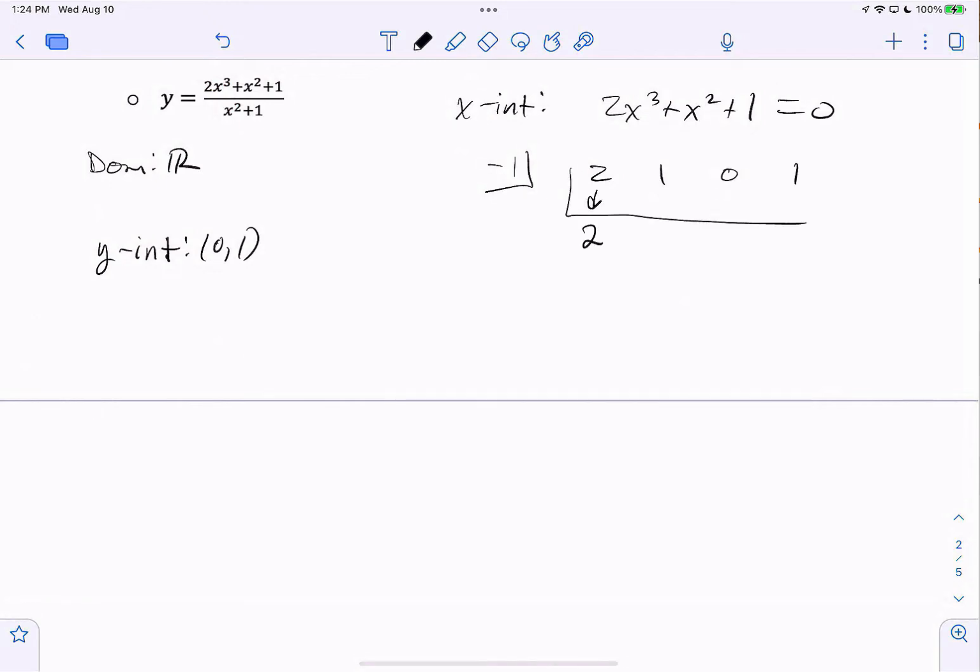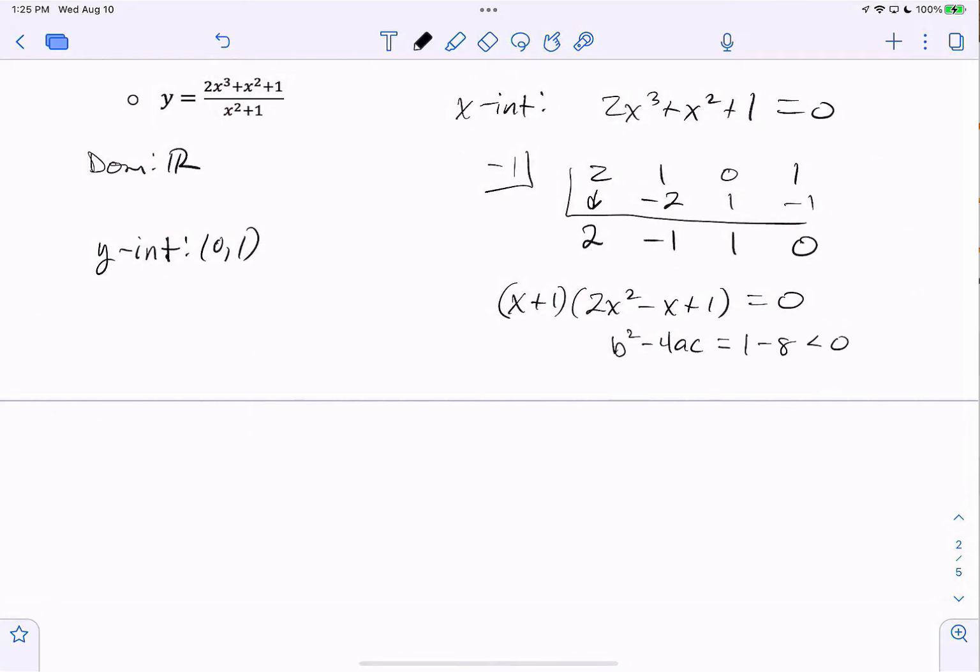And bring down the 2, multiply and add a few times. And we have that x plus 1 times 2x squared minus x plus 1 is equal to 0. Looking at the quadratic factor, if we look at just the discriminant, b squared minus 4ac is equal to 1 minus 8. That's negative. And so that factor is not going to give us any real zeros for the function. Therefore, our x-intercept is going to be (-1, 0).